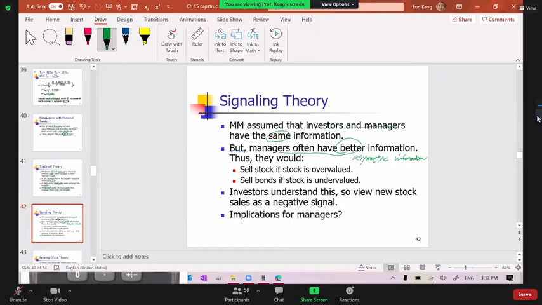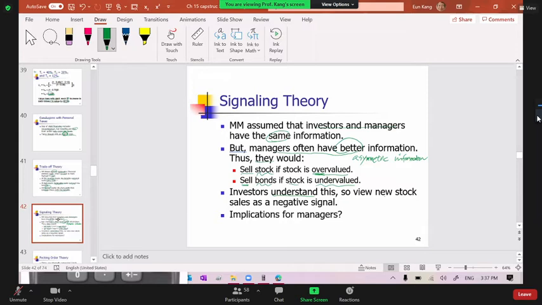So this is what we already talked about. They sell stock if stock is overvalued. If they sell stock, they get more than its value, so they will sell. But they sell bonds if the stock is undervalued. If stock is undervalued and they sell stocks, they incur a loss, right? They get less than their value. So in that case, they want to sell bonds. So investors understand this.